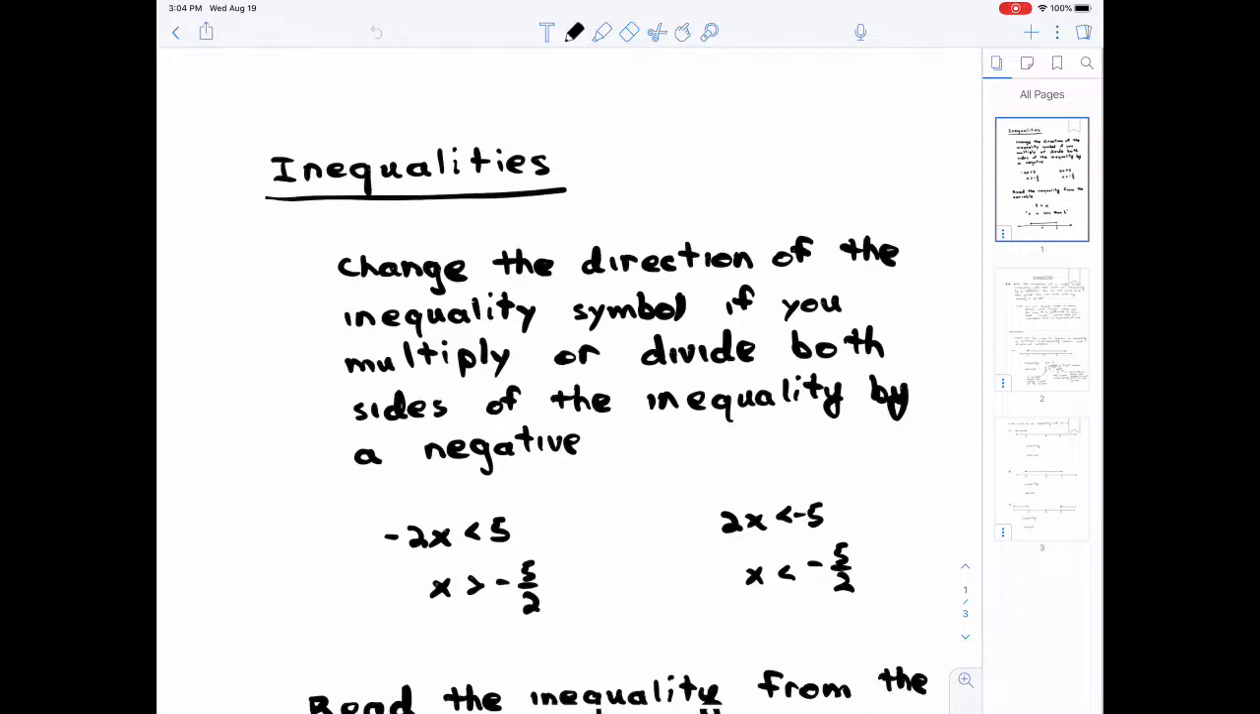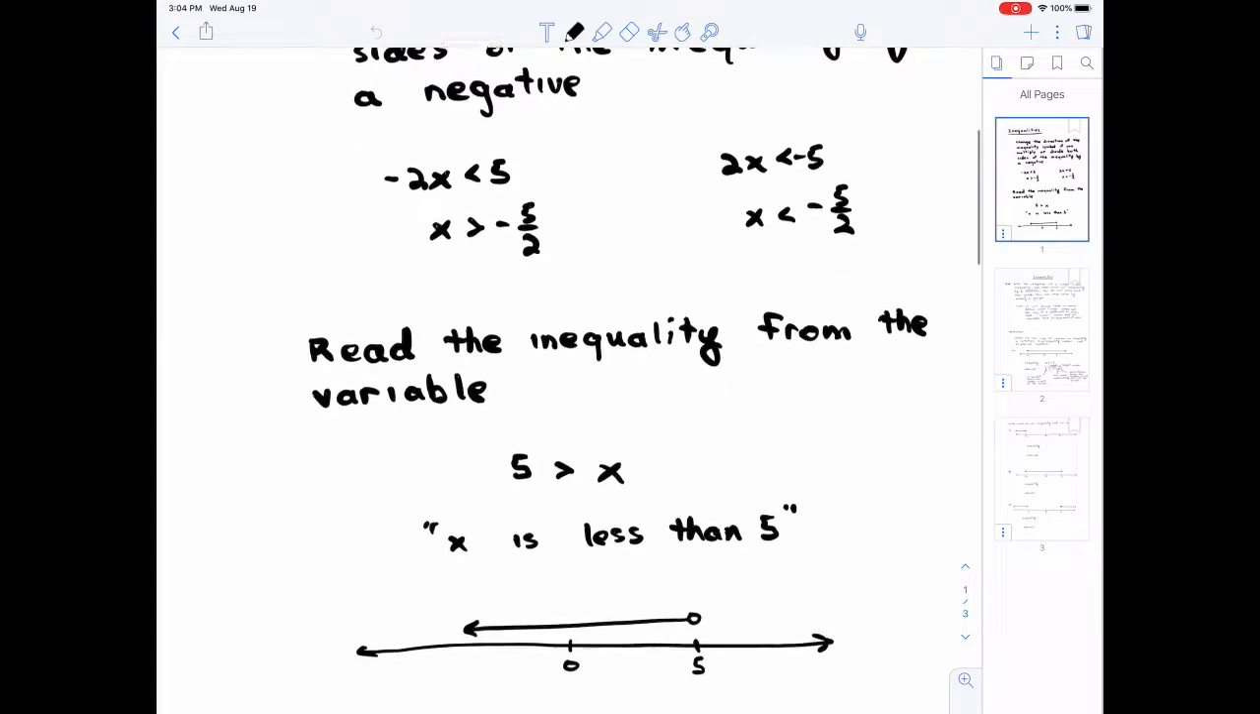So for instance, the example here, you have negative 2x is less than 5. Since we're dividing by negative 2, we change the direction of the symbol. The next one, 2x is less than negative 5. We're dividing by 2, so even though there's a negative in the problem, we're not dividing by a negative, so you don't change the direction of the symbol. Fine, I assume you know that. Okay, so let's move on.